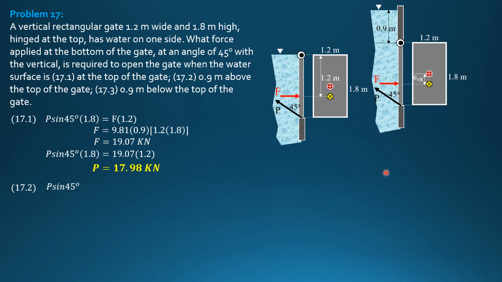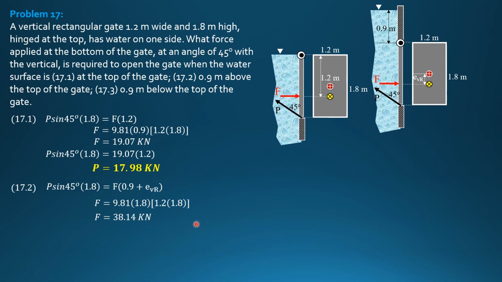P sine 45 times 1.8, summation moment about the hinge, equals F times 0.9, half of 1.8, plus e sub VR. Where F is 9.81, barred H. Barred H is 0.9 plus 0.9 or 1.8. Area is 1.2 times 1.8. 9.81, 1.8, quantity 1.2 times 1.8. So F is 38.14 kilonewtons.